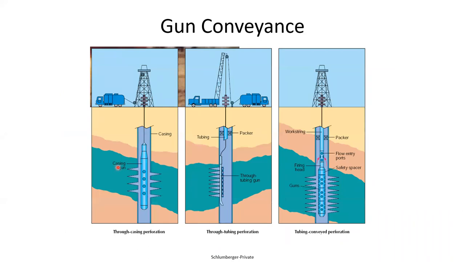For conveyance of guns, there are different methods. We have the wireline or E-line method. We can convey the guns utilizing wireline unit cable, okay? We can do this either through casing or through tubing. There is also another method called tubing conveyed perforation, or TCP, in which the guns are run in the well using tubing. We will have a firing head over here, and here are the guns. Typically, tubing conveyed perforation is used whenever very long intervals need to be perforated in one go.